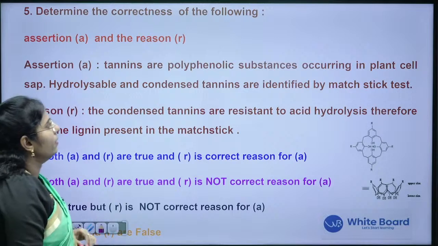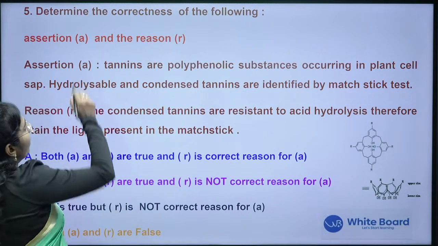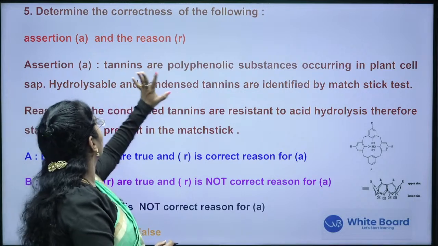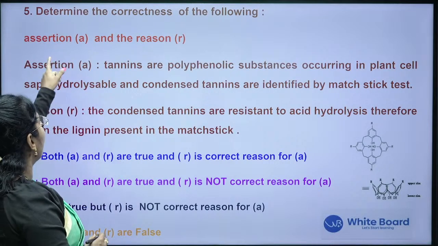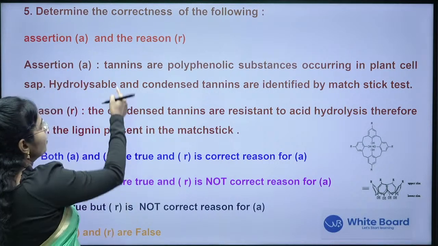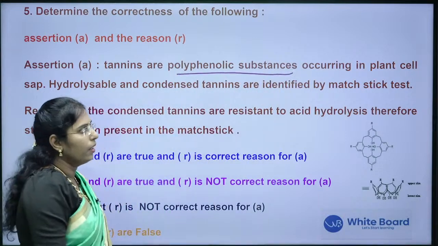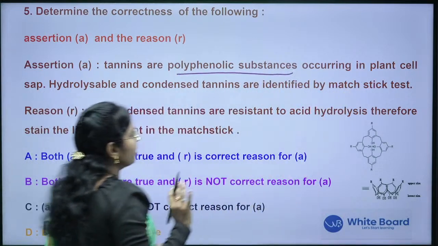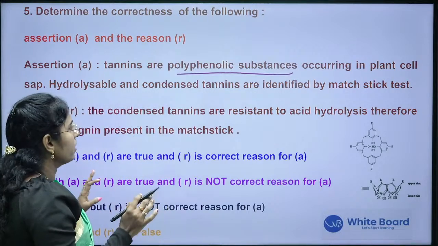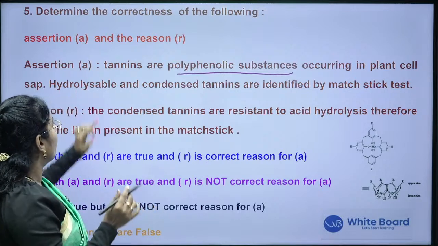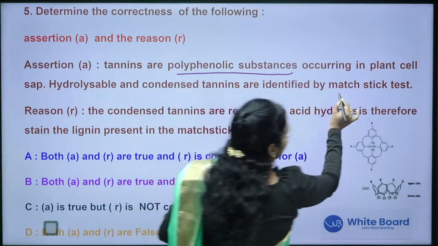Determine the correctness of the following. Here they have given assertion and reason. Under assertion, what they have given? Tannins are polyphenolic substances occurring in plants. Yes, tannins are phenol compounds which occur in plants. Next, hydrolyzable and condensed tannins are identified by matchstick test.